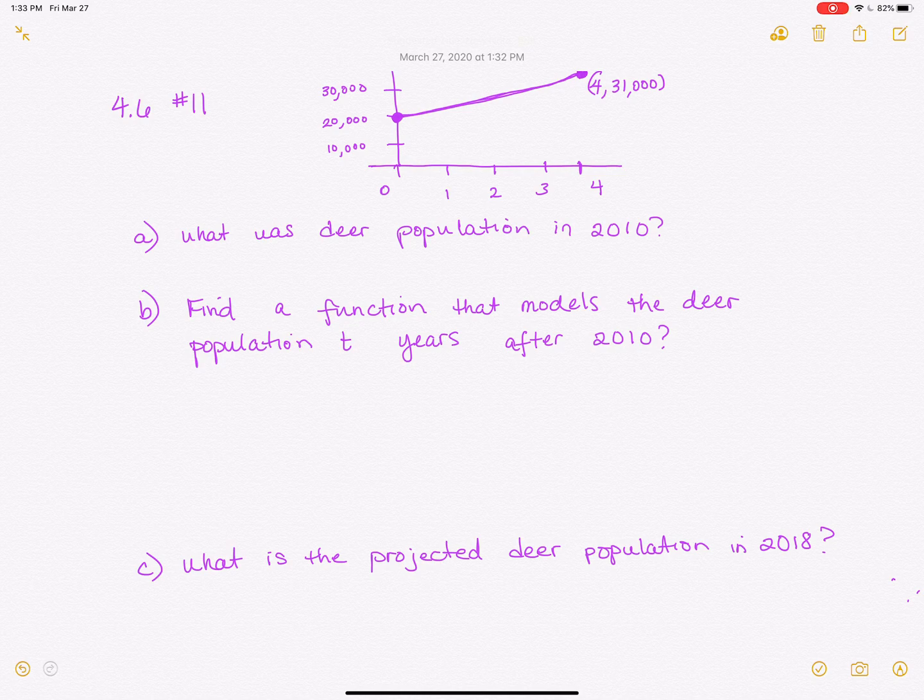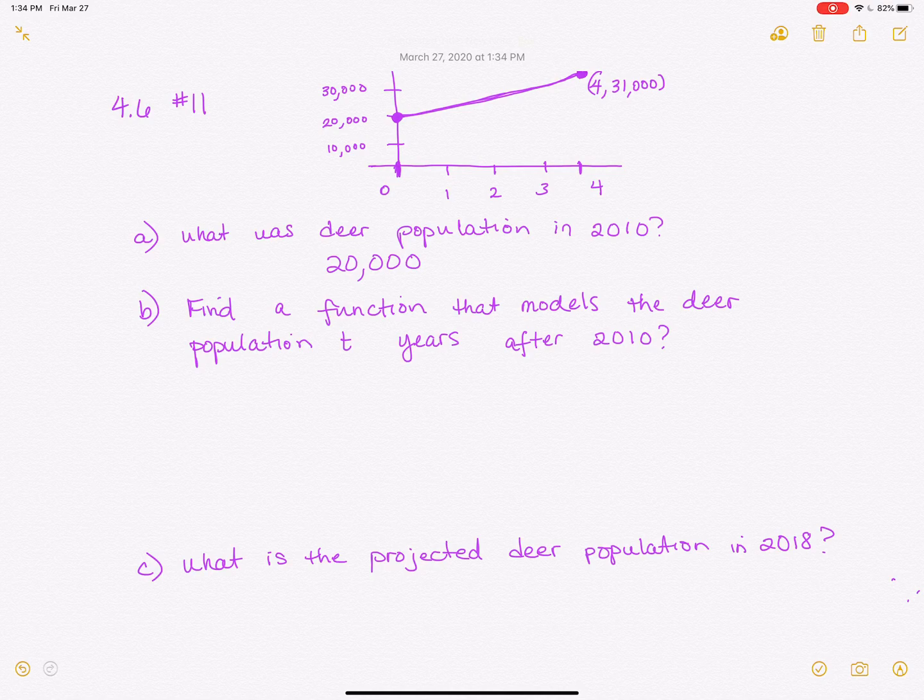So the A part asks for what was the deer population in 2010. So I'm just going to look at the graph they gave me. And so in 2010, this is a graph from 2010 to 2014. So at time 0, right there on the graph, I'm looking to see what the deer population is, and that's 20,000. So I'm just getting that from 0 on the x-axis and then going up to where my graph is on the y-axis is at 20,000.